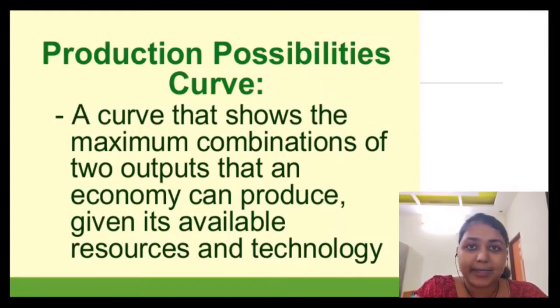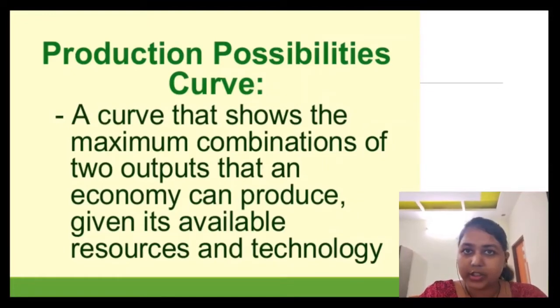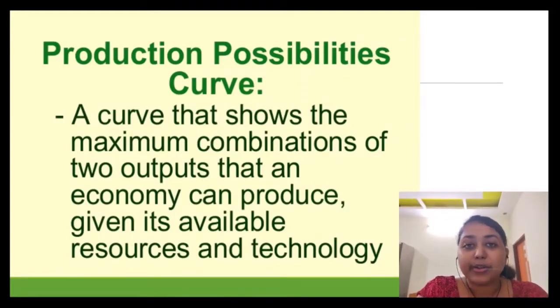So this PPC we study with four assumptions. The assumptions are that there are only two goods in the economy. That's the first assumption, just two goods in the economy. Second, the technology is constant. It is not changing every now and then. The resources are fixed. This is the third assumption.